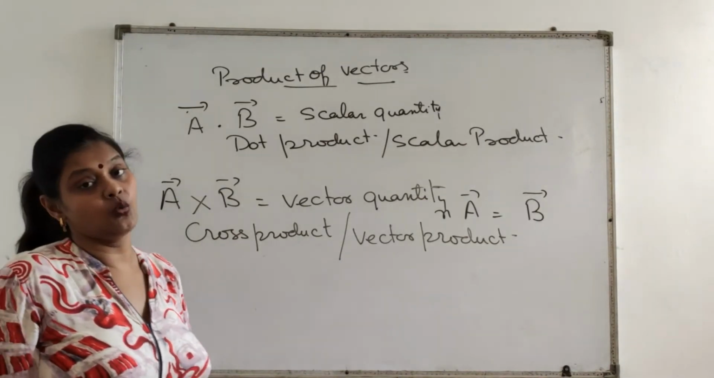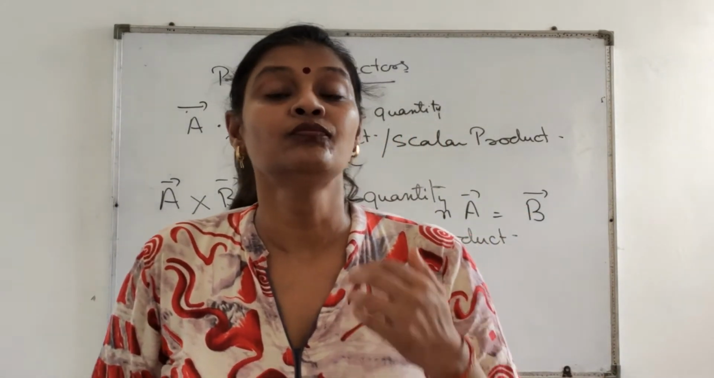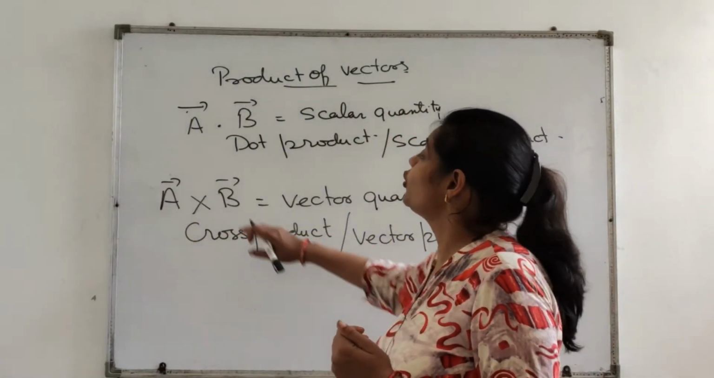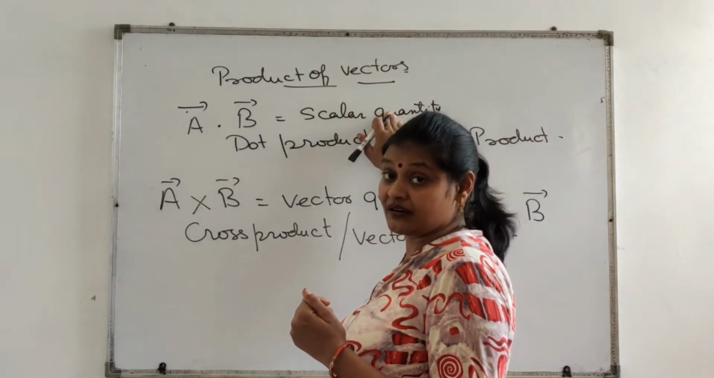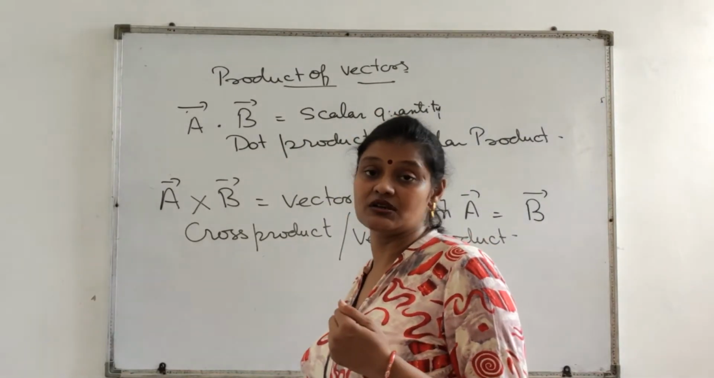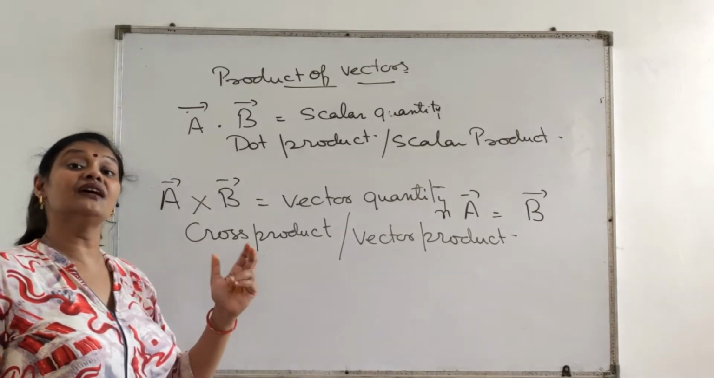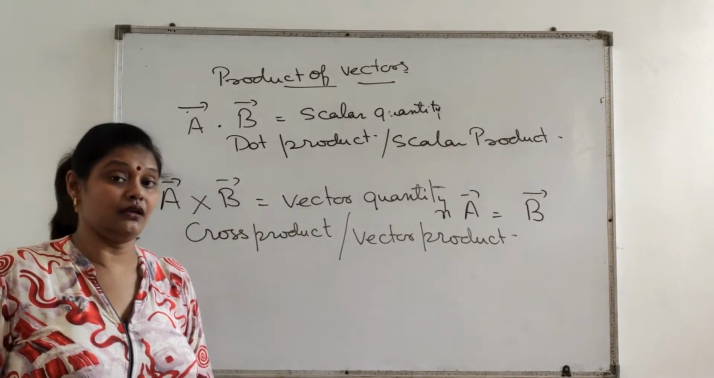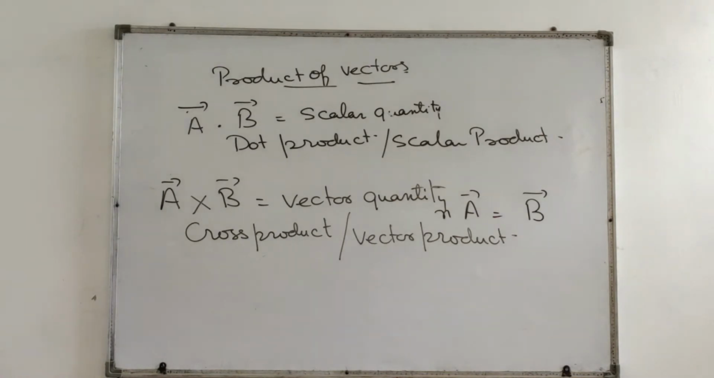So we are going to take them one by one. Once more, let me make it clear to you. When you multiply two vector quantities, but as their product we get a scalar quantity, then the product is known as dot product or scalar product. But when we multiply two vector quantities and their result is still a vector quantity, then we call it a vector product or a cross product.